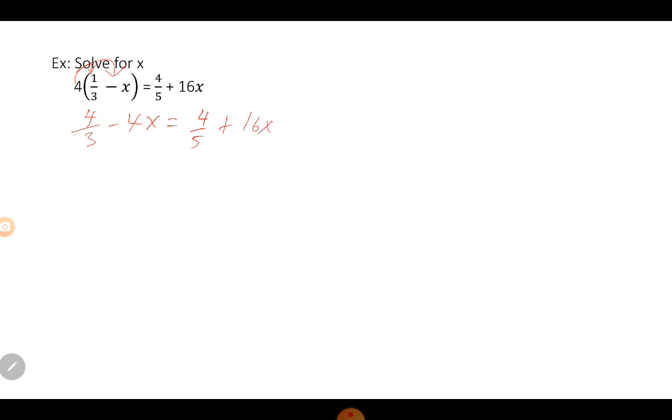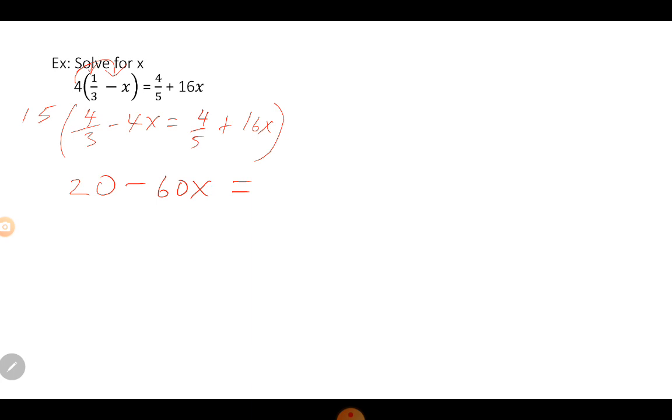Now here, if we wish to get rid of the fractions, we can just multiply the whole entire equation by the LCD of 15. So for the first term, 15 times 4/3, you can multiply 15 times 4, that gives us 60, and then divide by 3, and that would give us 20. Or you could have said 3 divided into 15 is 5, and then 5 times 4 is 20. Then we have 4 times 15 is 60, 60x.